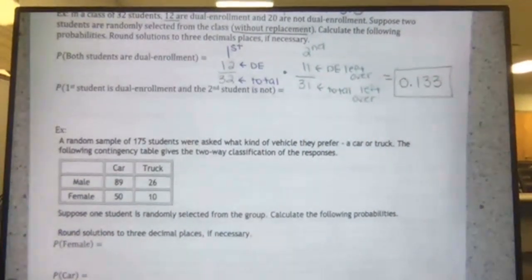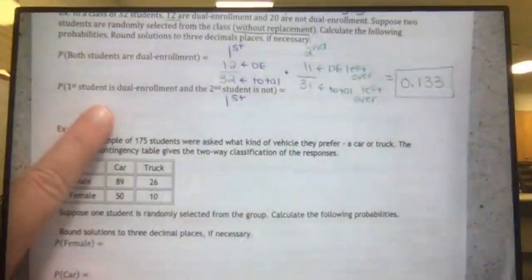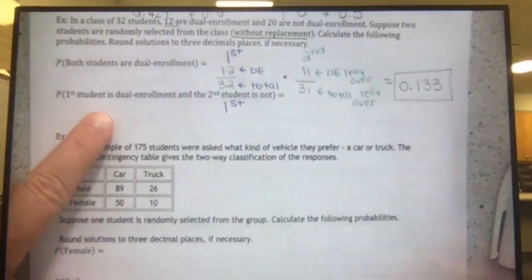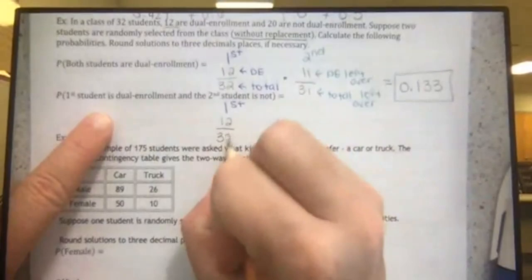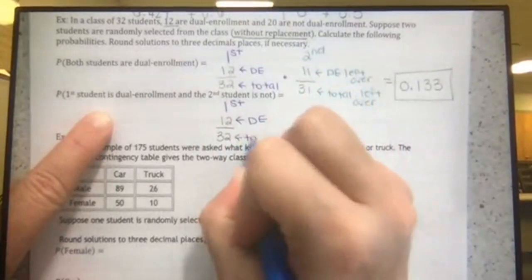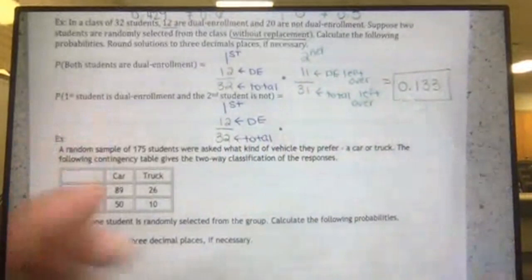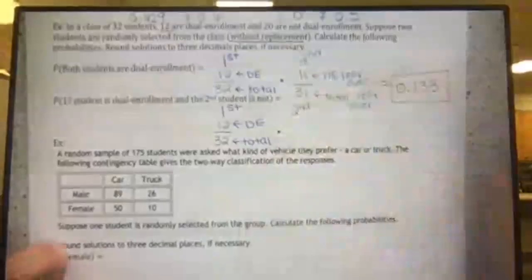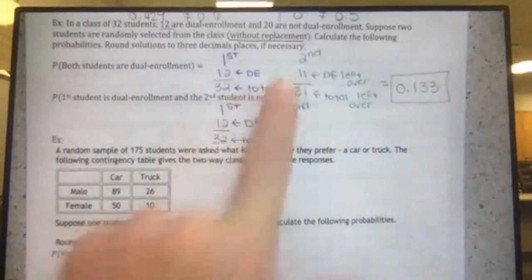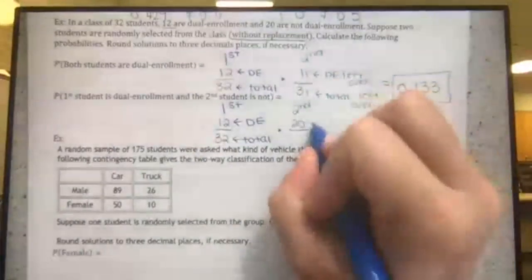So the next example says, what's the probability the first student is dual enrollment, so taking that dual enrollment student out, and the second student is not dual enrollment? Okay, same concept. So let's look at our first student. They are dual enrollment. So how many dual enrollments are there? 12 out of 32 total. So that's our first student, times our second, who is not dual enrollment. So how many non-dual enrollments are there? 20. So 20 not DE.